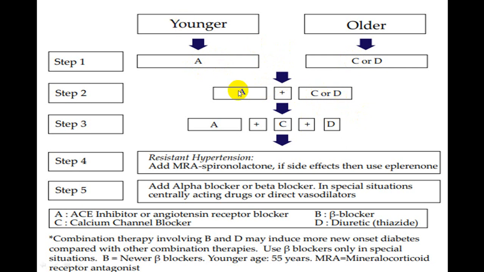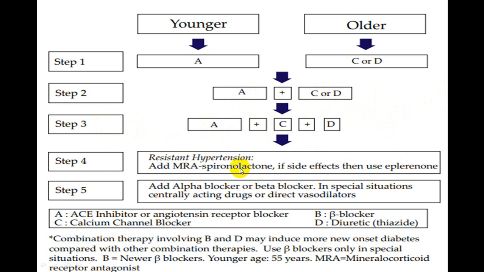In a younger individual, ACE inhibitor with diuretic. In an older individual, ACE inhibitor with calcium channel blocker. If after that it is not controlled, use all three: ACE inhibitor, calcium channel blocker, diuretic. And even after this, if it is not controlled in a full therapeutic dose of diuretic, full therapeutic dose of ACE inhibitor, full therapeutic dose of calcium channel blocker, if still not under control, we label that as resistant hypertension.